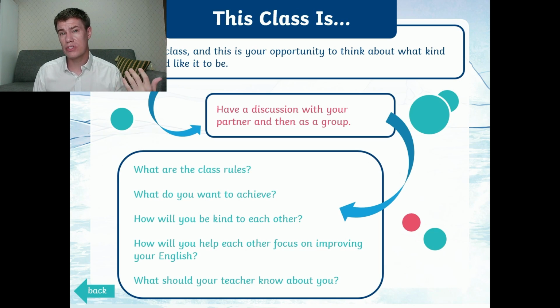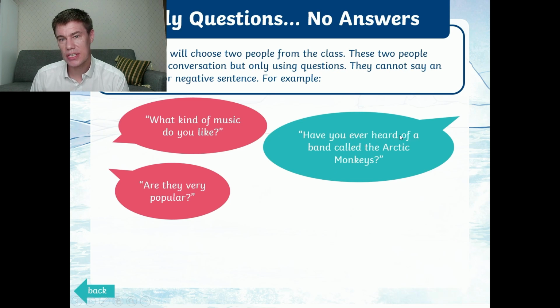So students think of some rules they would like to have in class, what they would like to achieve, and also ways that they can improve the class. We pick 2 students. These 2 people must have a conversation by only using questions. It's very difficult.